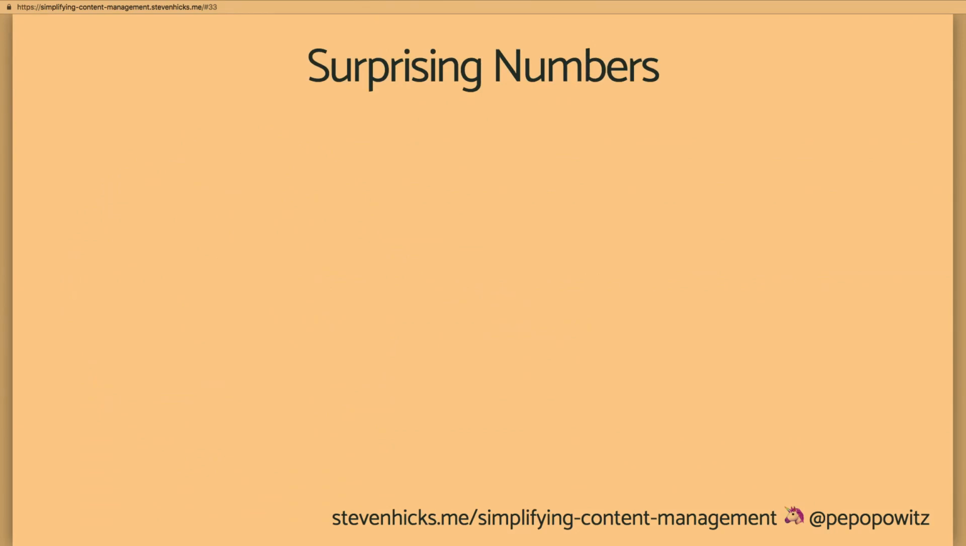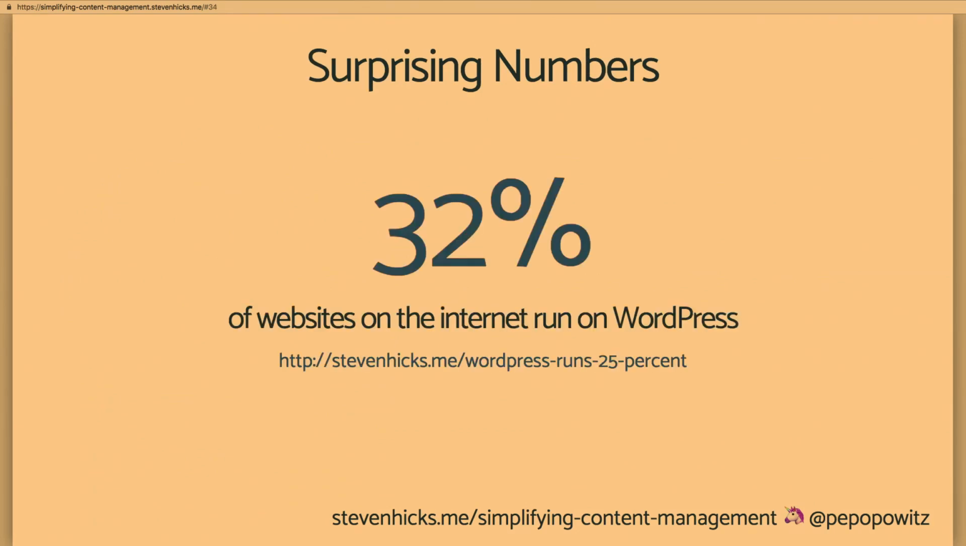And Supercat shows us some surprising numbers. 32% of websites on the internet right now run on WordPress. If you have really good eyes right now, you can see that the link says WordPress runs 25%. The first time I looked this stat up a year and a half ago, it was 25%. Now it's 32%. It's increasing at a crazy rate.